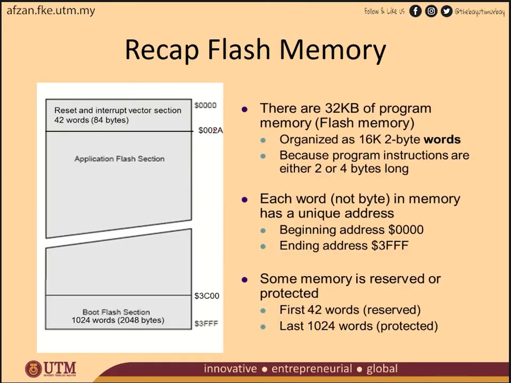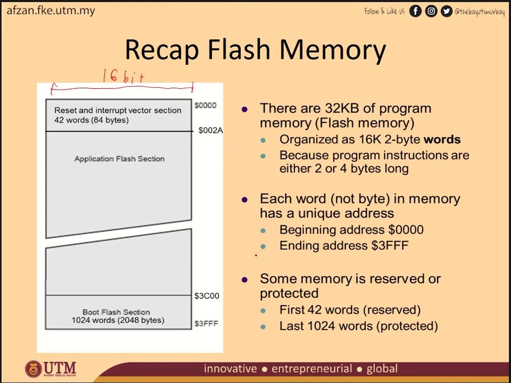So let's recap your flash memory. In Atmega32, there are 32 kilobytes of program flash memory, which is organized as 16K 2-byte words. Each of these words in the memory has a unique address starting from 000 until 3FFF. You can calculate this by using this formula: N address equals start address plus capacity minus 1.